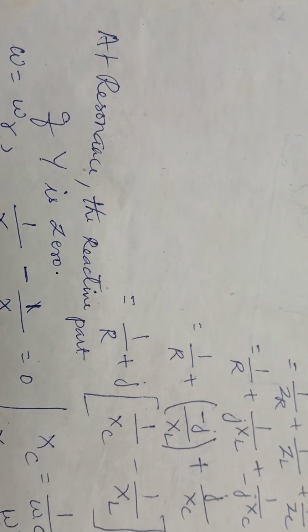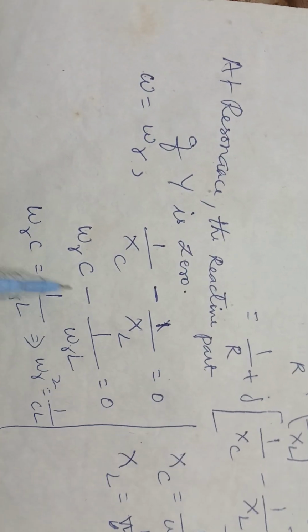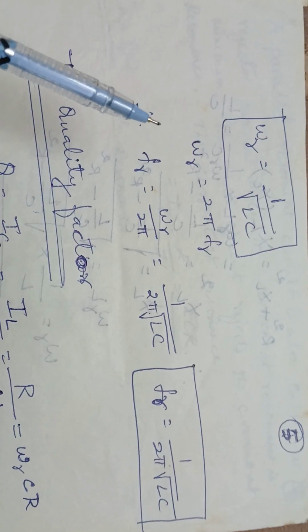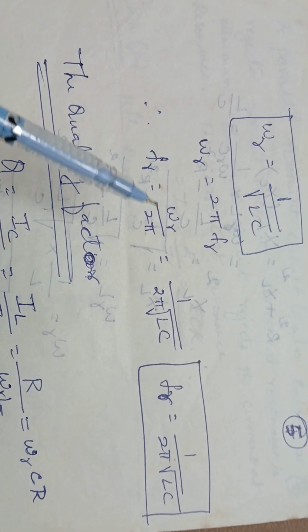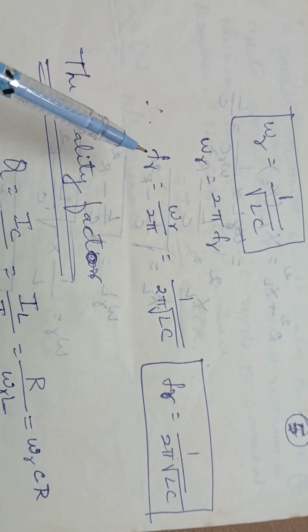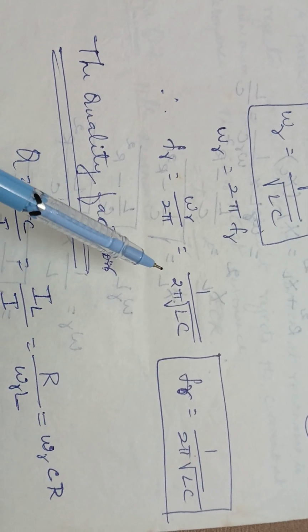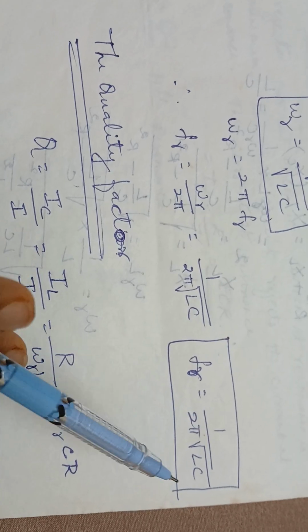Here we are going to see that at resonance the reactive part is made 0. After simplifying, we get the expression omega r is equal to 1 by root of LC. So here we are finding FR: omega r is nothing but 2 pi FR, so FR is equal to omega r by 2 pi. Substituting this omega r value, we get FR is equal to 1 by 2 pi root of LC.